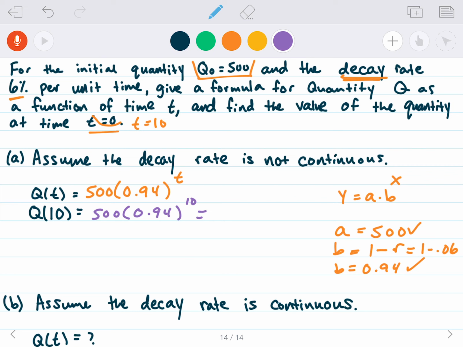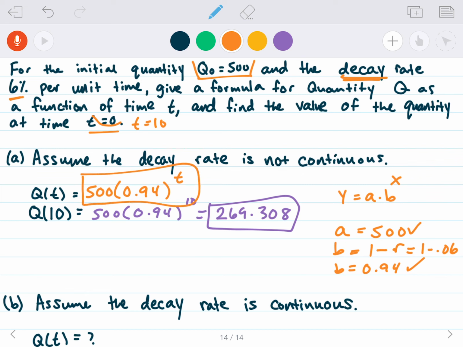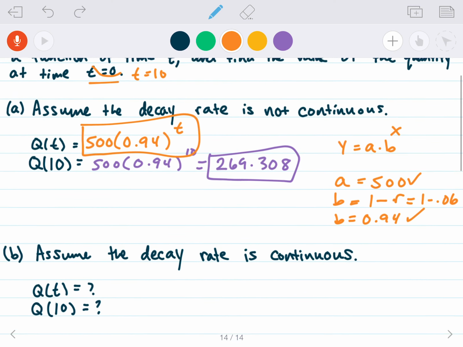So 0.94 to the 10 times 500. That's giving me 269.308. And that is my answer here for part A. So this was my function, and this was when I evaluate that function at 10. Okay, let's go on to part B.